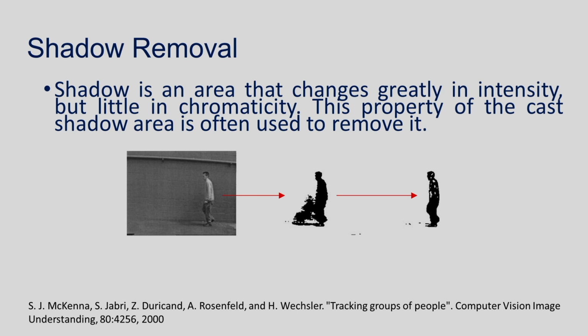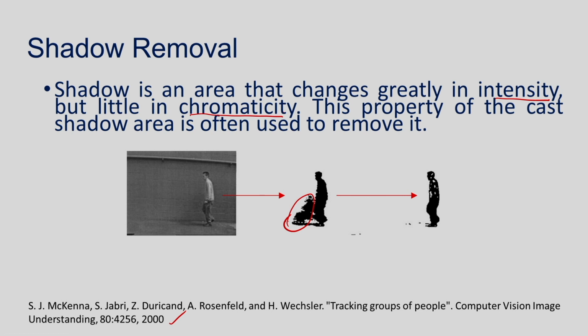Here I have shown one classical approach in this paper. In a shadow region, intensity changes greatly. However, change of chromaticity is negligible. So, based on this condition, we can separate the shadow from the object. In this example, you can see the cast shadow is present, and based on this property, that is the intensity variation and also the chromaticity variations, we can remove the shadow.